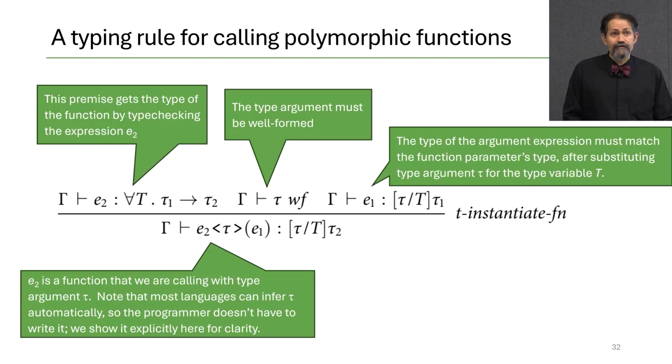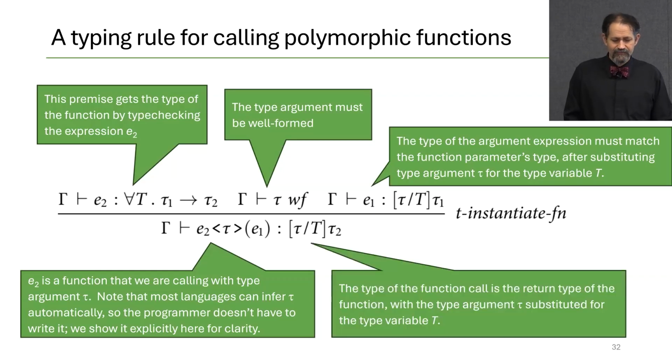A key issue, however, is that the generic type t is not in scope for e1. It's only in scope inside the definition of the function. So e1 won't have a type that includes t, even if the type tau1 used t. We can address this issue by substituting t with tau wherever it appears in the type of the function argument tau1, and then check that our argument expression matches the type after that substitution is done.